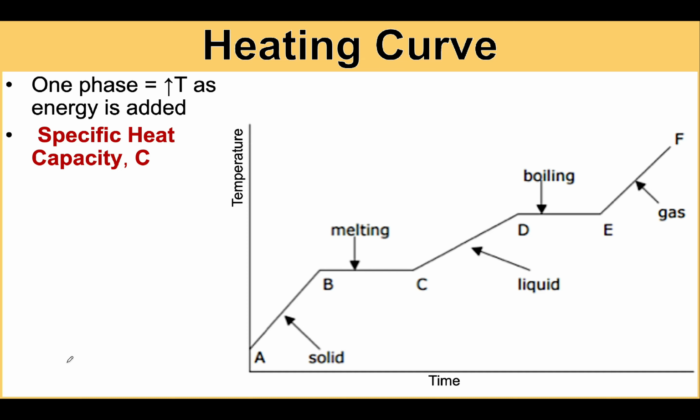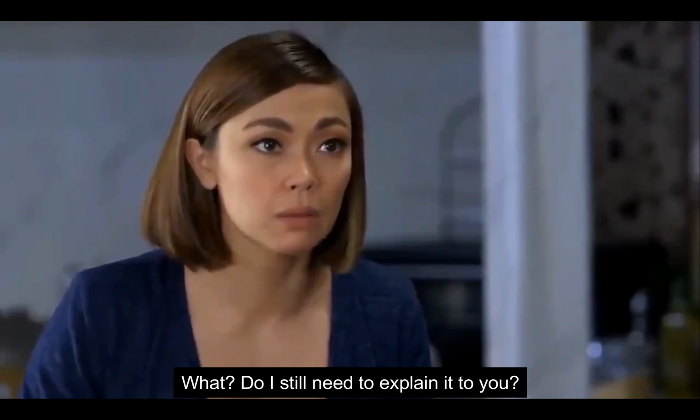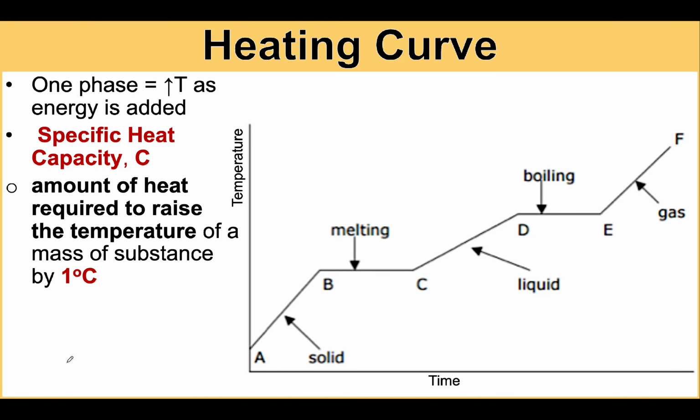But what are specific heat capacities? The specific heat capacity is defined as the amount of heat required to raise the temperature of a mass of a substance by 1 degree Celsius. So when the heat capacity is large, the temperature increases slowly because much energy is required to increase its temperature by 1 degree. It is also equal to the amount of heat lost by 1 gram of substance when its temperature drops by 1 degree Celsius.